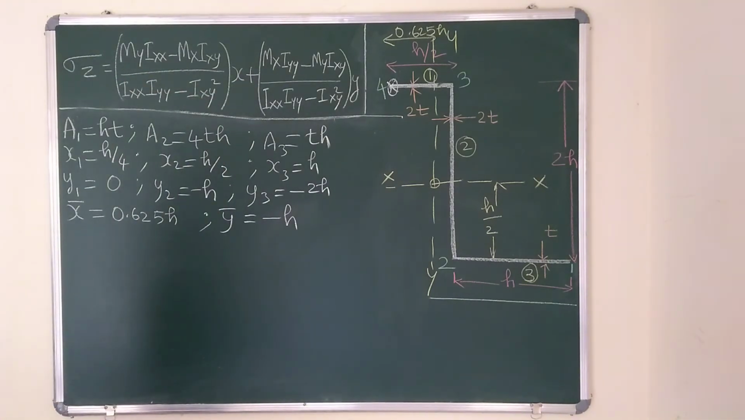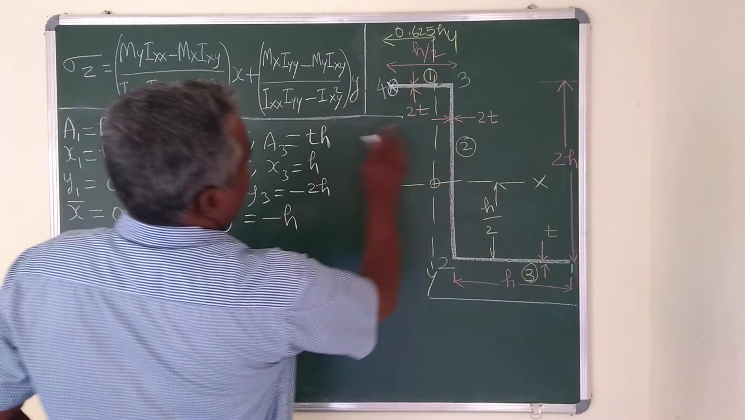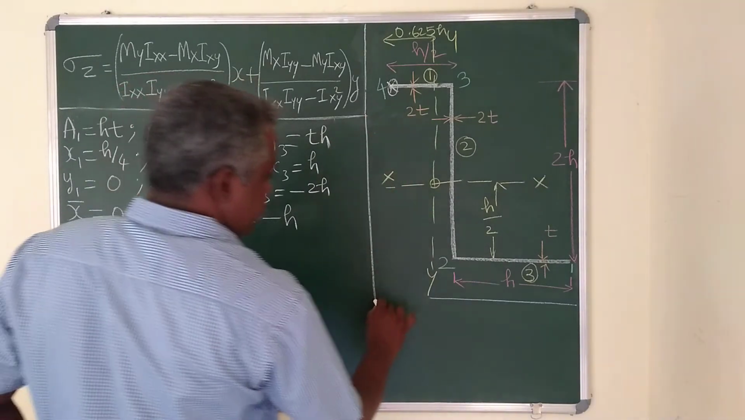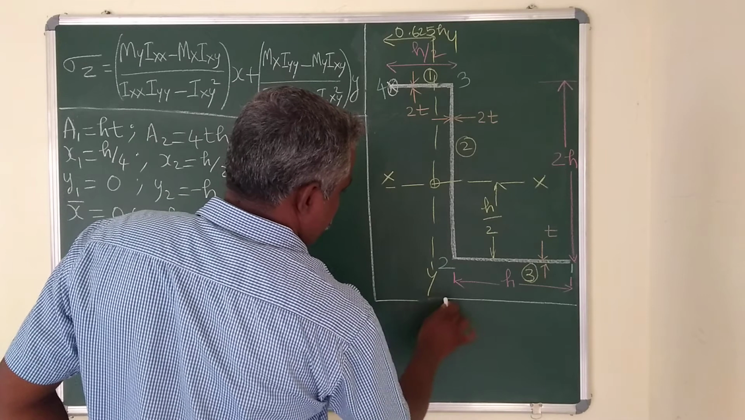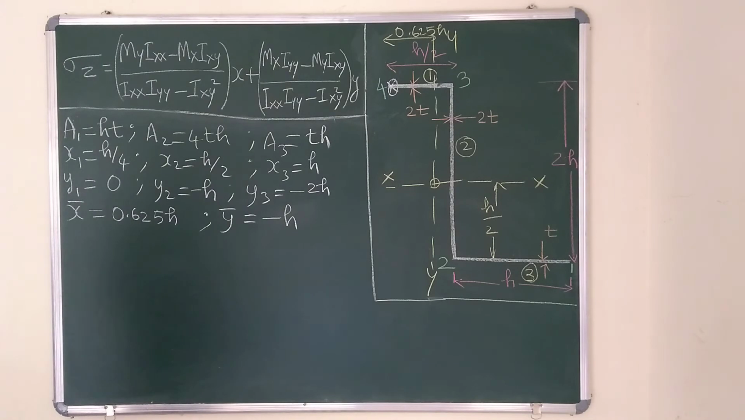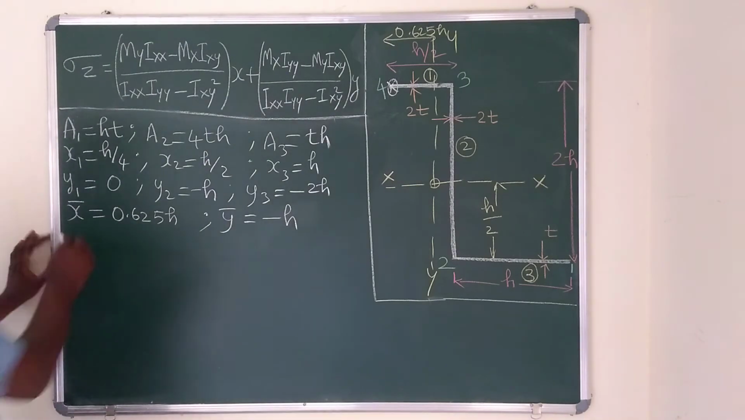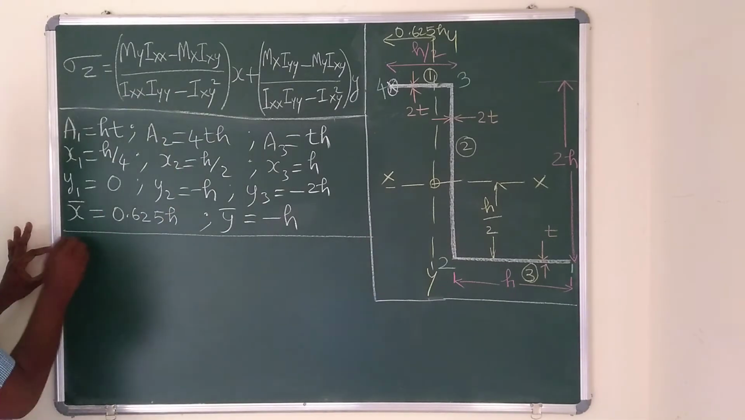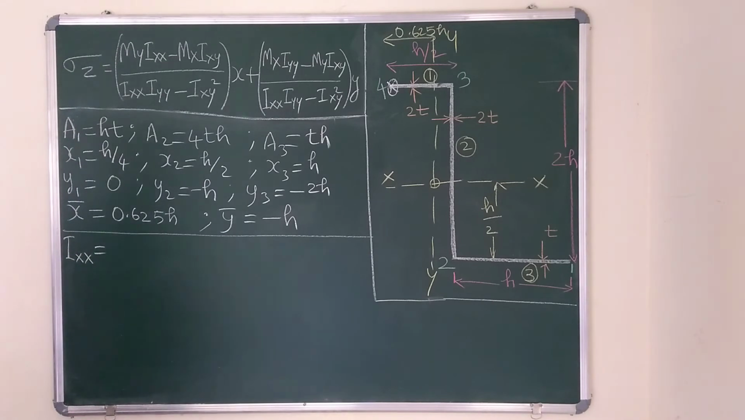So we have located the centroidal x-axis and y-axis. Got it. So x-axis, y-axis located. Now we have to find Ixx, Iyy and Ixy. First, the moment of inertia with respect to the centroidal xx axis.